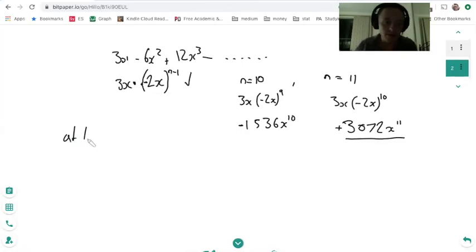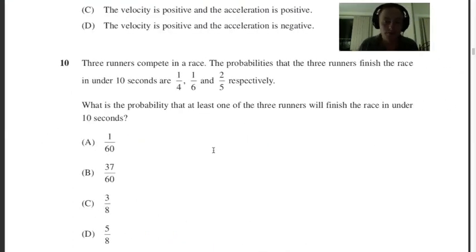At least one means not none. Now that's the rhyme. How do we apply it? Not none. So we can find the probability that none of the runners will finish the race in under 10 seconds. And if we want to find the probability that not none of the runners will finish the race, we simply subtract that from 1, 1 being 100% of the cases, or all of the cases.